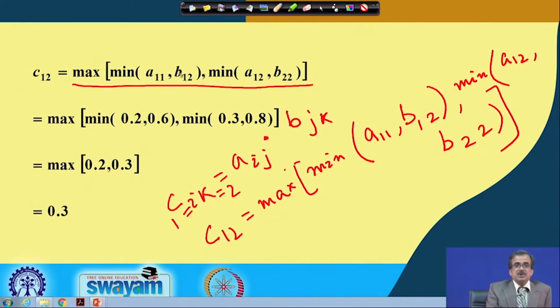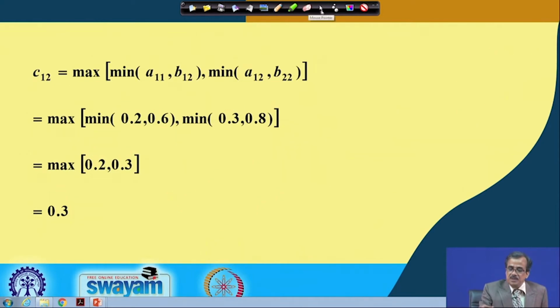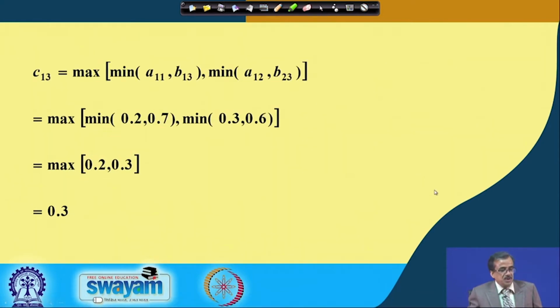Now, if you put in the numerical values: A11, first row, first column, is 0.2, and B12, first row, second column, is 0.6. Next, A12 is 0.3 and B22 is 0.8. So, the minimum between 0.2 and 0.6 is 0.2. Similarly, the minimum between 0.3 and 0.8 is 0.3, and the maximum between them is 0.3. So, we can find out the numerical value for this particular C12.